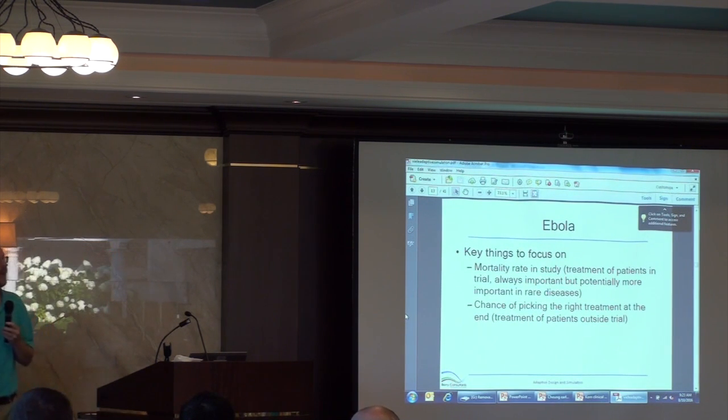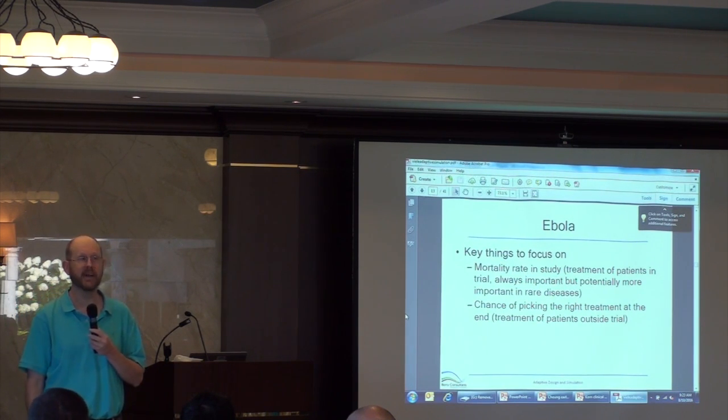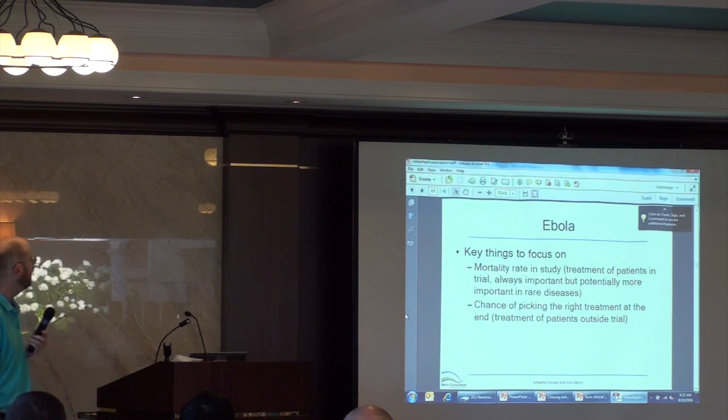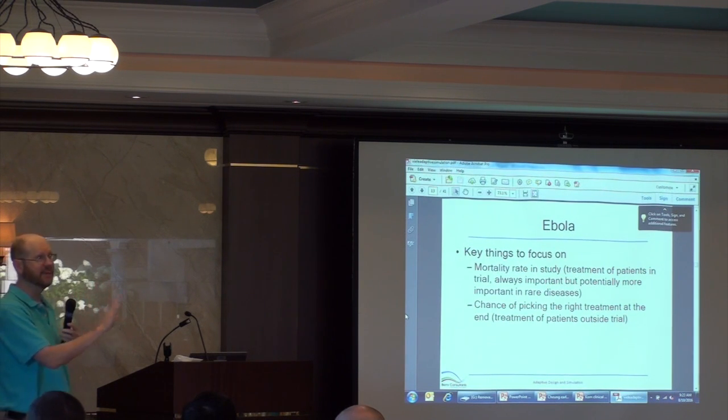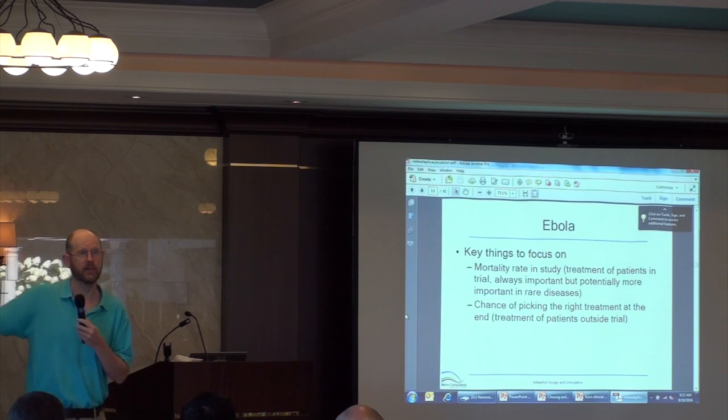The key things that we care about here are twofold. I want to know the mortality rate of the study: how many people live that are actually in the study? And I also want to know the chance of picking the right treatment at the end. So this is focused on the patients in the trial. We're also focused on the patients that are outside the trial.